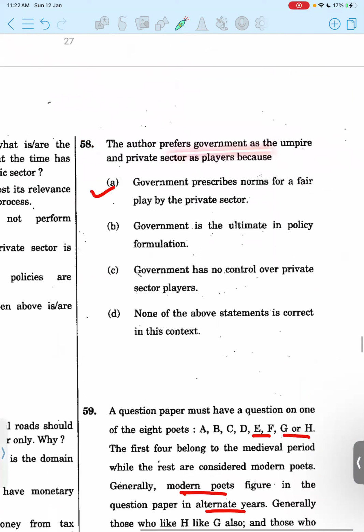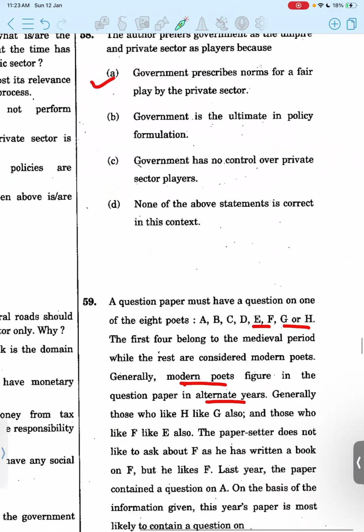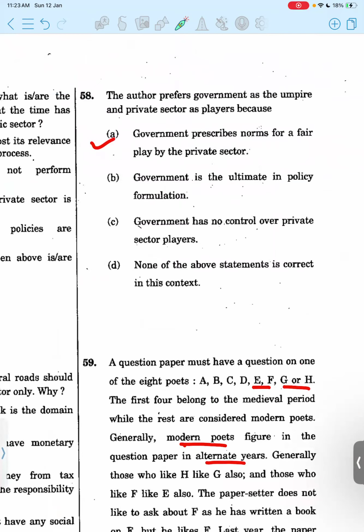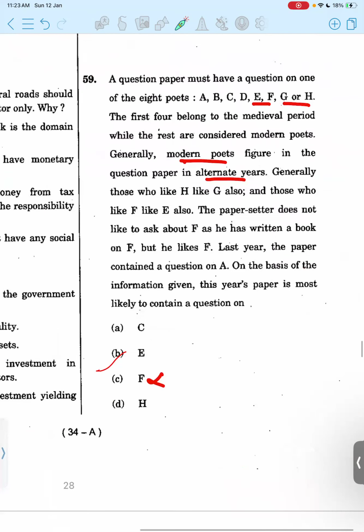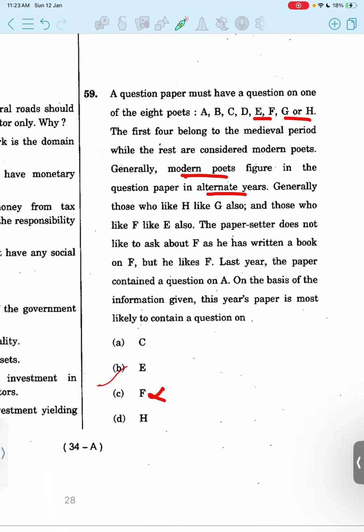And then the author prefers government as the umpire and private sector as players, because option A is the appropriate one. Yes, Nancy. Option A. Okay. Now we have certain numerical or logic based questions. We are given there are 8 poets. First 4 are medieval period. The next set is modern poets. So if this year the question is asked on poet A, then on the basis of all the information we have to guess which poet this year's paper is most likely to contain a question about. So it should be E. Option B.